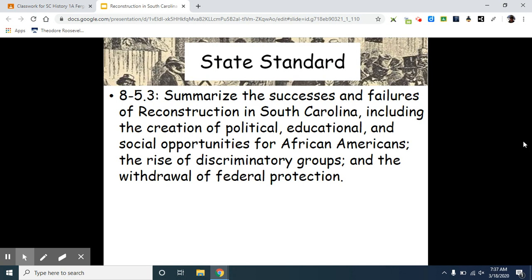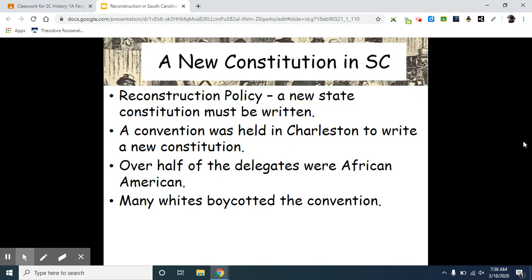State Standard 85.3 needs you to summarize the successes and failures of Reconstruction in South Carolina, including the creation of political, educational, and social opportunities for African Americans, the rise of discriminatory groups such as the KKK, and withdrawal of federal protection. Because remember, there was a lot of federal troops. So we have a brand new constitution in our state because it was required, and it was a Reconstruction policy from the radical Republicans. And every state that had seceded needed a new state constitution. A convention was held in Charleston for South Carolina to write this new constitution, and over half of the delegates were African American. So we had a lot of former slave input in our new constitution. But many whites boycotted this convention because they said, well, they don't have education, they don't have this, they don't have that. How can they really participate and do anything meaningful in this process? And they were pretty upset about it.